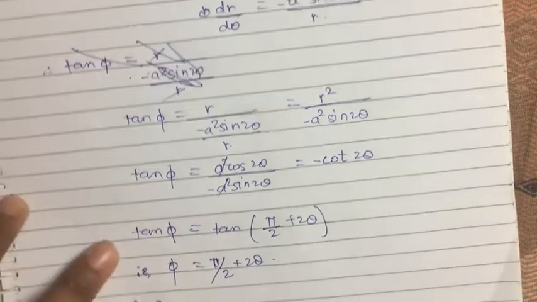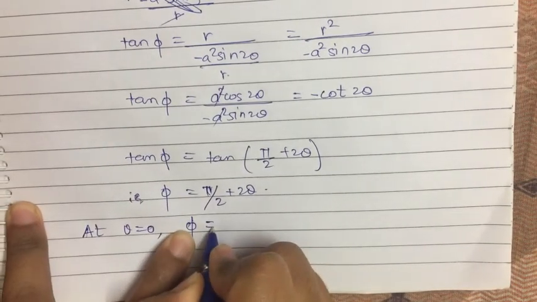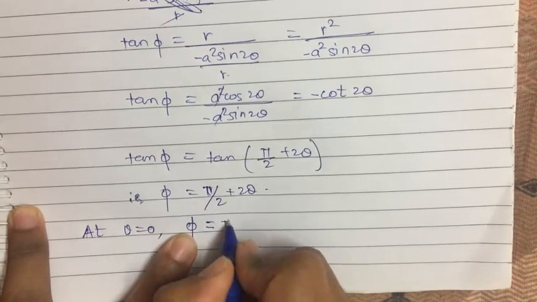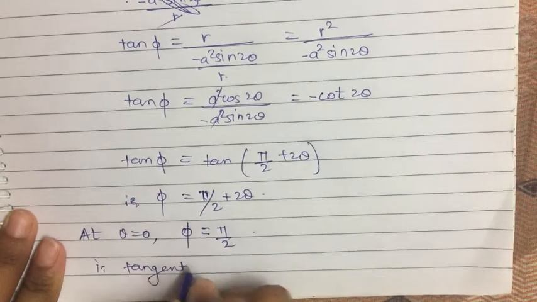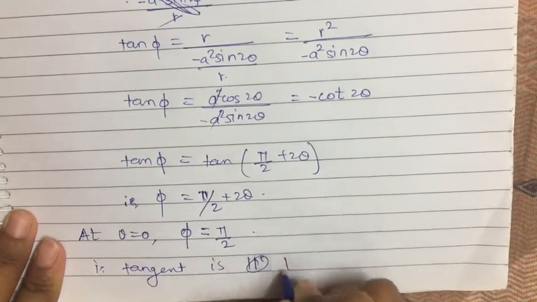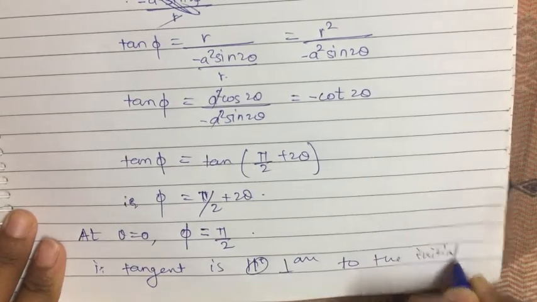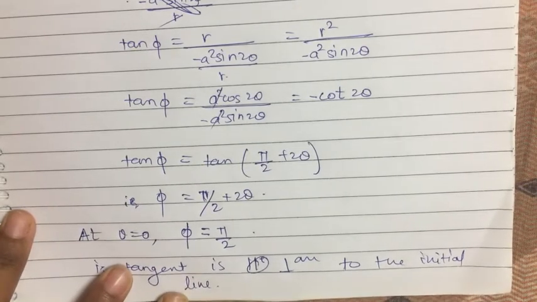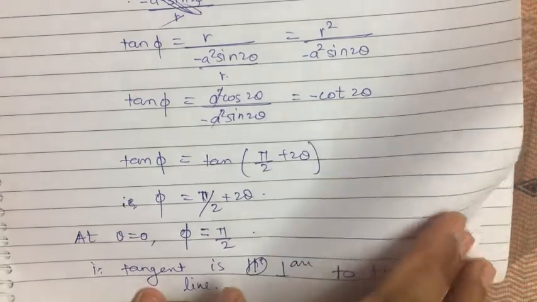That means at theta equal to 0, if the curve intersects the initial line, then what will be the angle between the tangent vector and the radius vector? At theta equal to 0, phi is pi by 2, that is, the tangent is perpendicular to the initial line. So if the tangent exists on the initial line, it will be perpendicular to it. Now for that we need to find the point where the tangent exists.